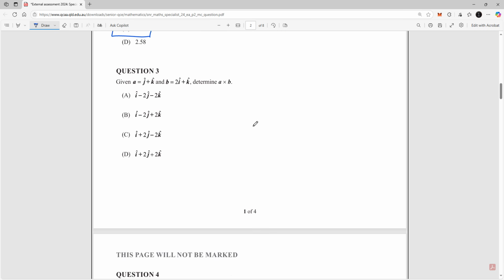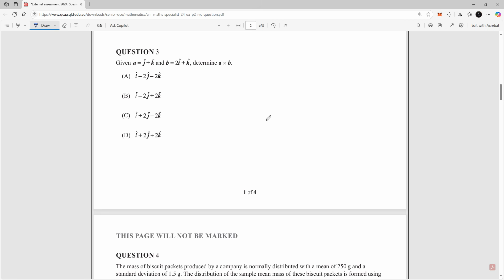Alrighty, let's take a look at question 3. This might be a pretty quick video if they're all like this, hopefully not. Given a equals i plus k and b equals 2i plus k, determine the cross product.